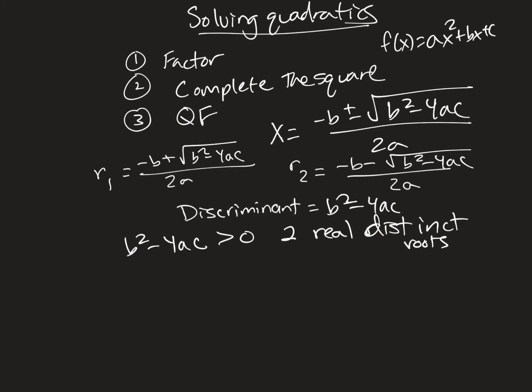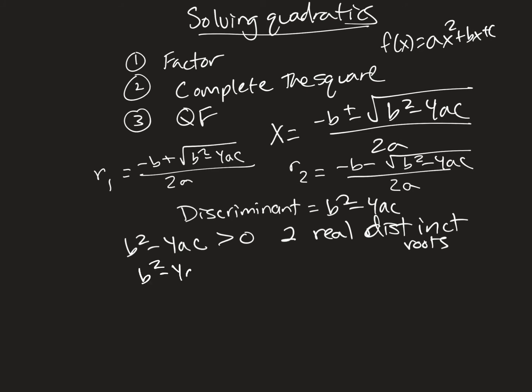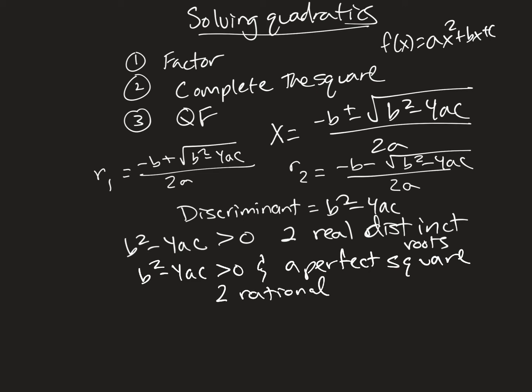And kind of a subset of that, if b squared minus 4ac is greater than 0 and a perfect square, that means everything will be coming out of the square root, so I won't have anything left inside. That means I'll have two rational distinct roots. And whenever you have rational distinct roots, it means you actually could have factored that baby. So it's okay if you didn't, but it tells you that, you know what, I can factor this if I'm not getting anything left inside the square root.